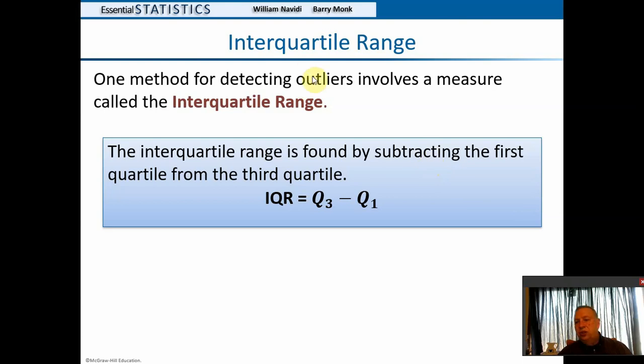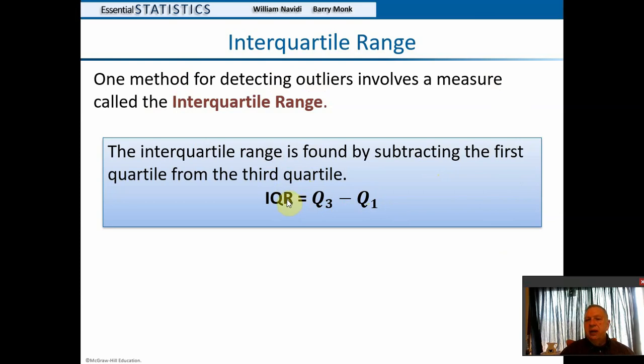So how do you start looking for an outlier? What you want to do is sort your data, calculate your Q3 and your Q1 positions, and the interquartile range is just Q3 minus Q1. Third quartile minus the first quartile gives you the interquartile range.